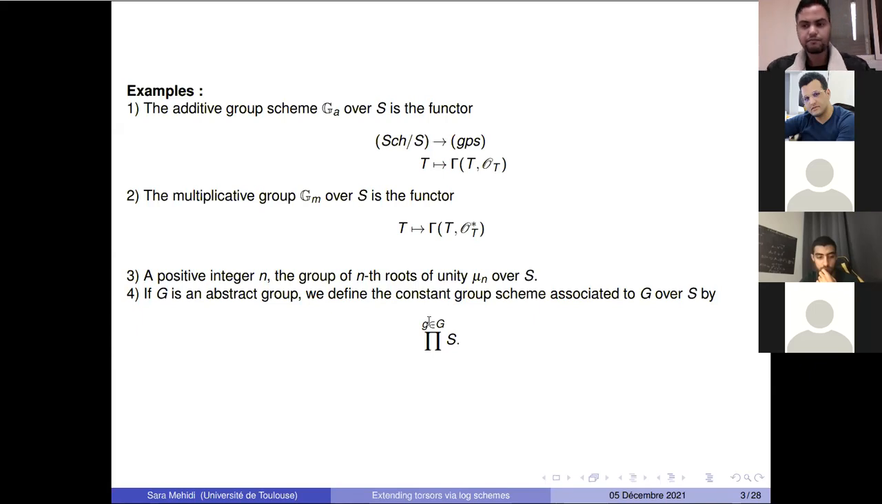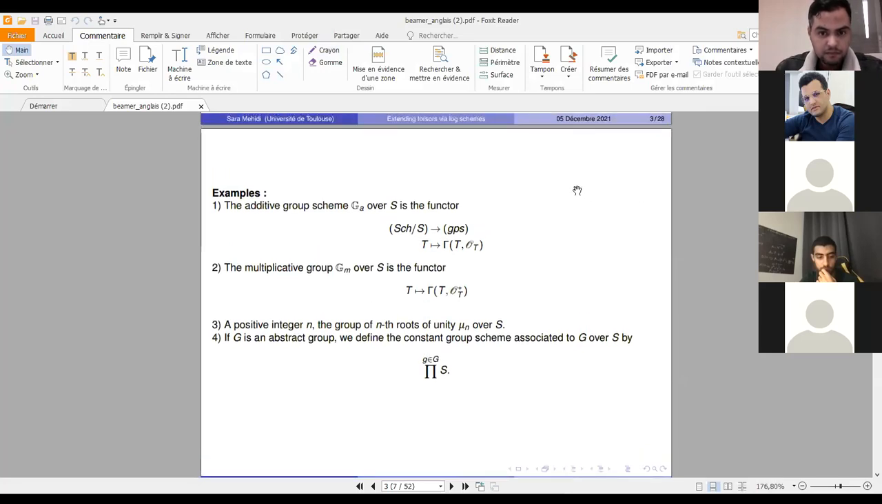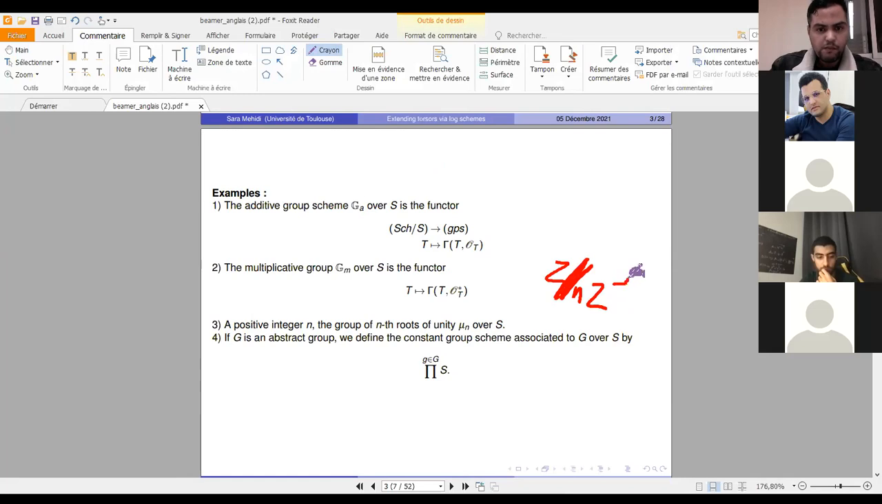So when I will be talking about Z over nZ, I will see this as a constant group scheme over the base. So, for example, if this is over some base S, this is just copies of S indexed by the elements of Z/nZ.